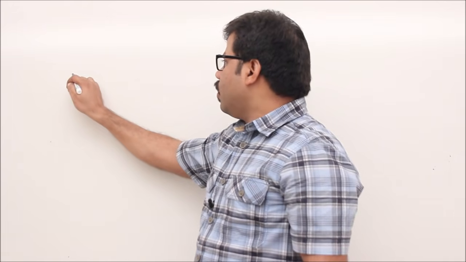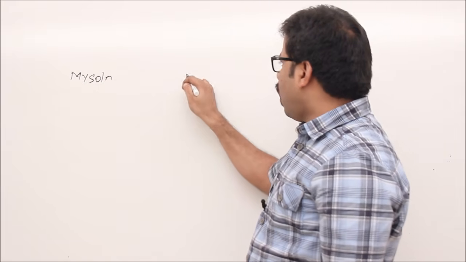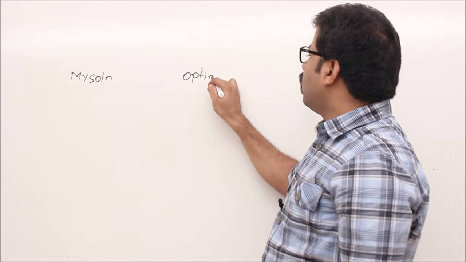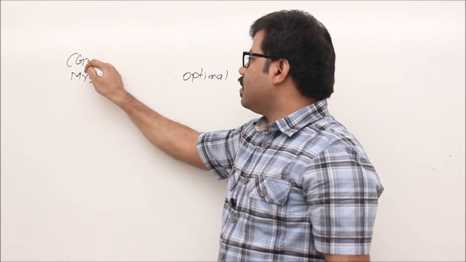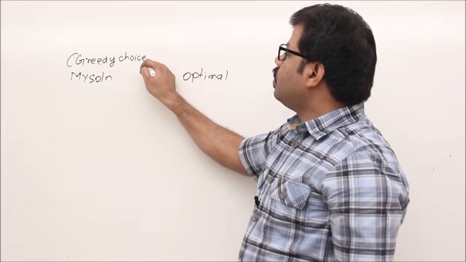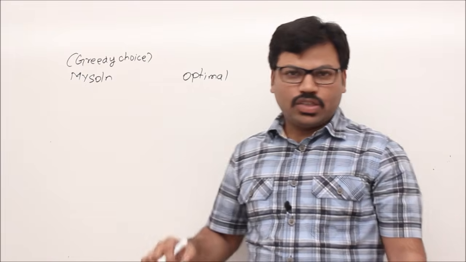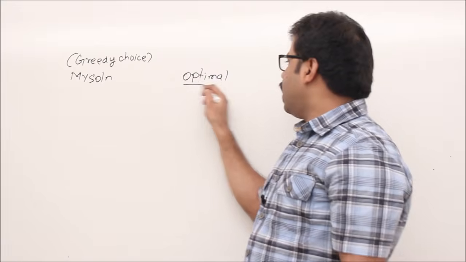Understand? Now we'll see why this greedy choice always gives an optimal solution. For that I take two solutions. One is my solution, the second one, let's say, is the optimal solution. Initially I assume that my solution, which is using the greedy choice technique, is not optimal. First I assume it is not optimal, after that I prove that it is optimal. So this is, let's say, the optimal solution.